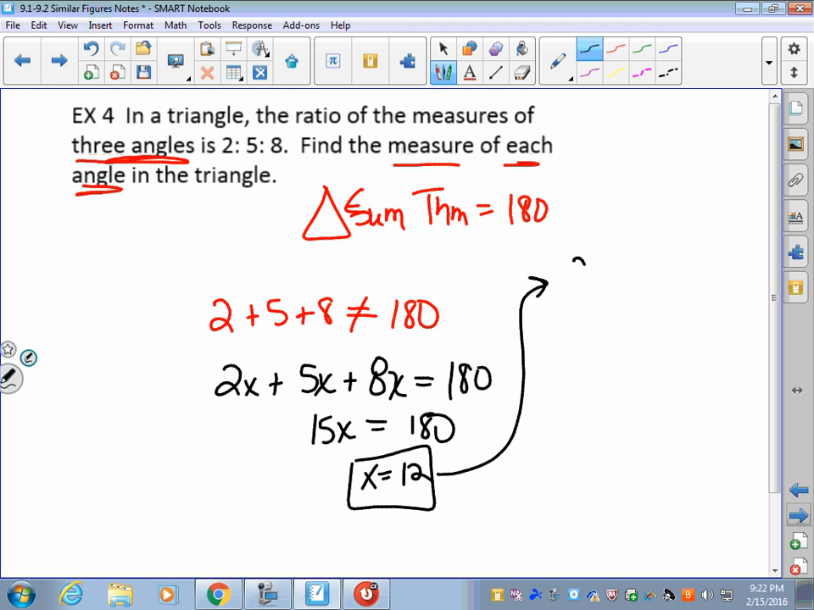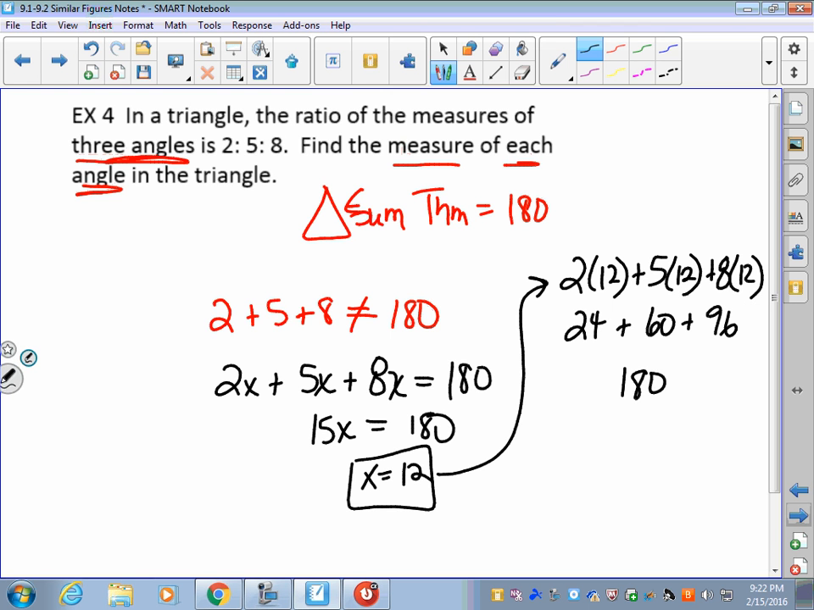So then I'm going to come over here. I'm going to do 2 times 12, and 5 times 12, and 8 times 12, which I hope I don't run out of room. So we have 24, 60, and 96, and it does equal 180. So I have the measure of each angle right there. All right, that is the last one.